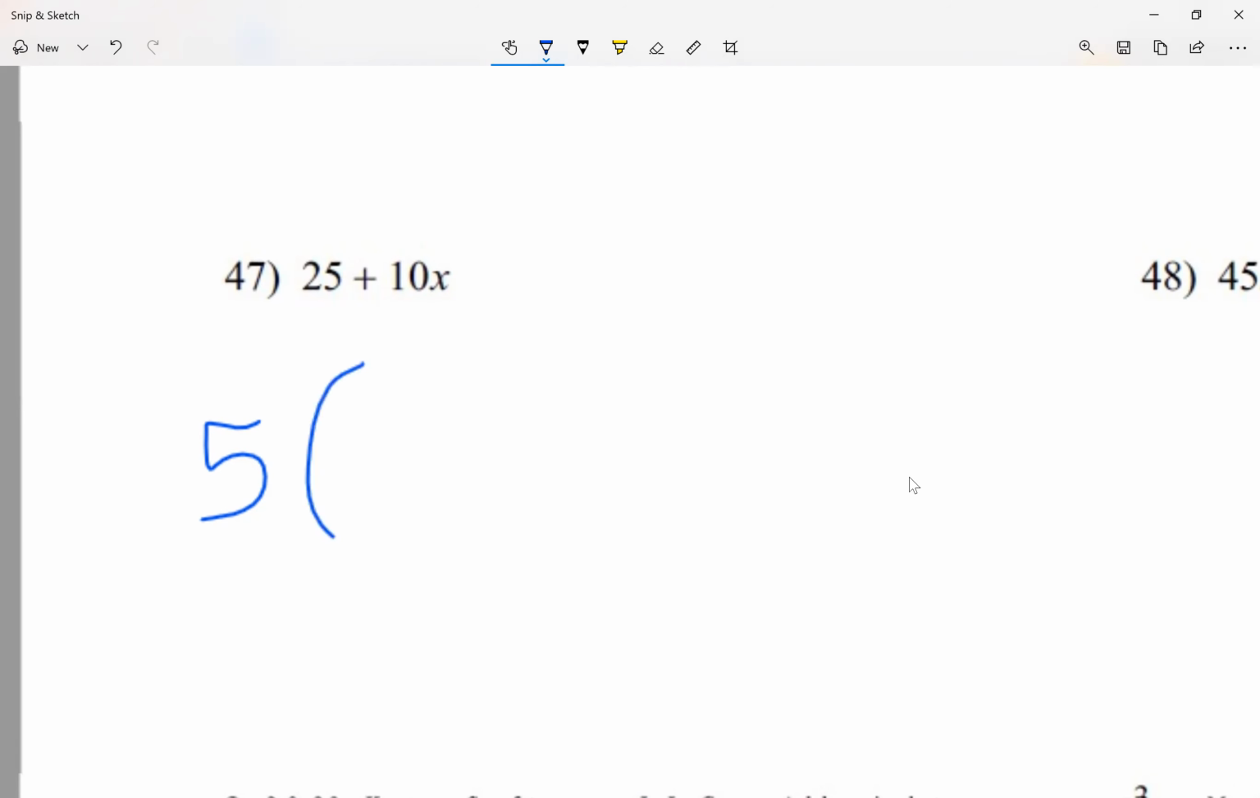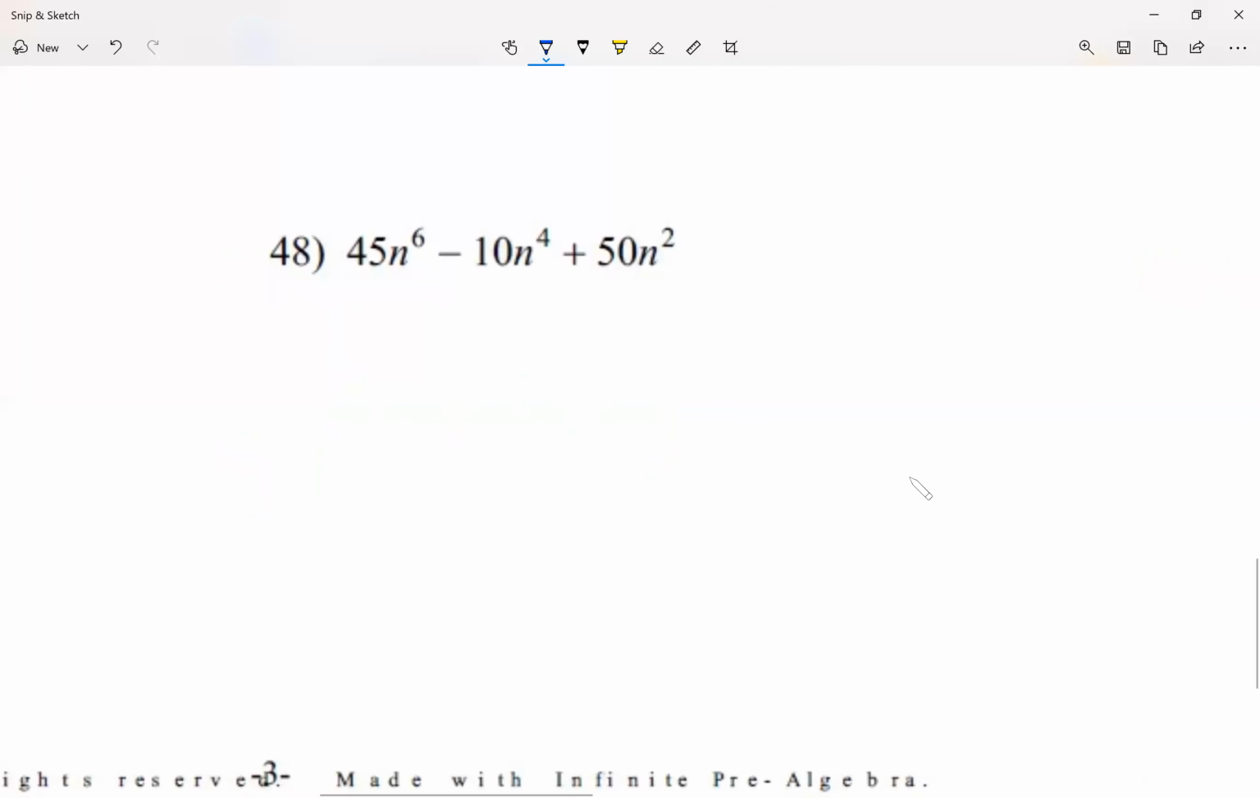So I'm going to have a parentheses. I'm going to have the factor out. Basically, I'm going to do the distributive property backwards. So what I'm going to do in this case, let me divide each of my coefficients, so each of my numbers, by 5. So 25 divided by 5 is 5. Then there's a plus sign. 10 divided by 5 is 2x. That's it. Now let's take a look at question number 48.